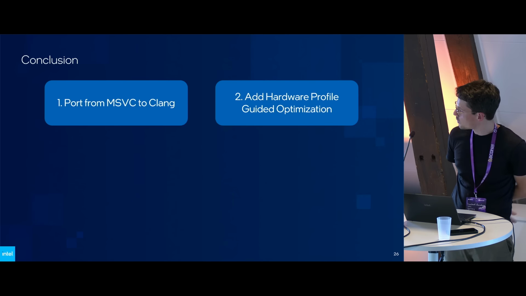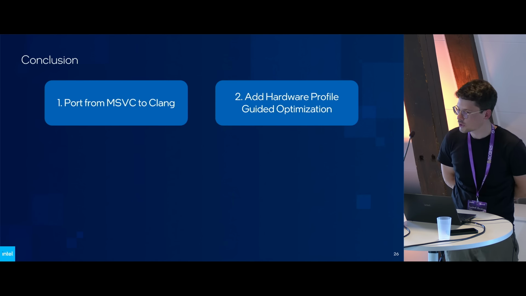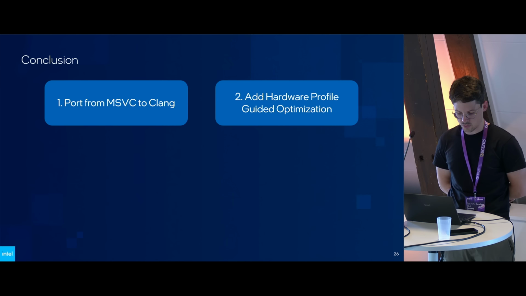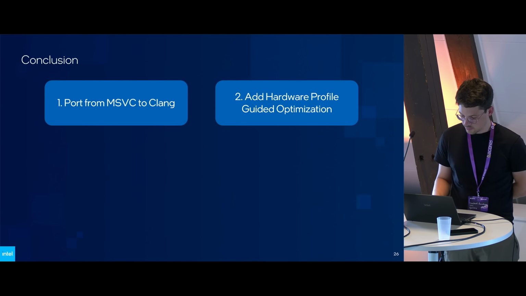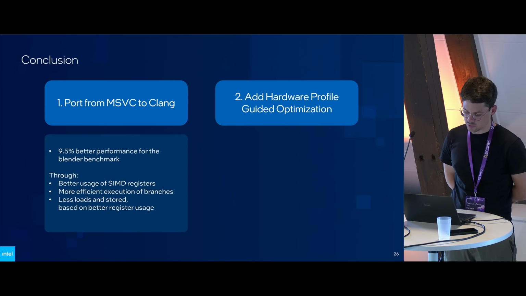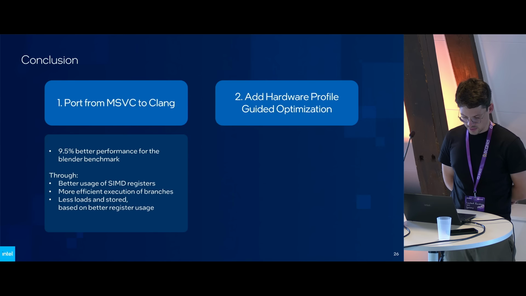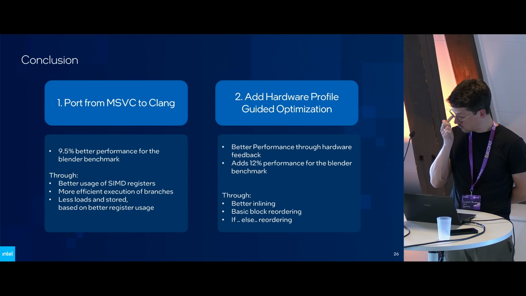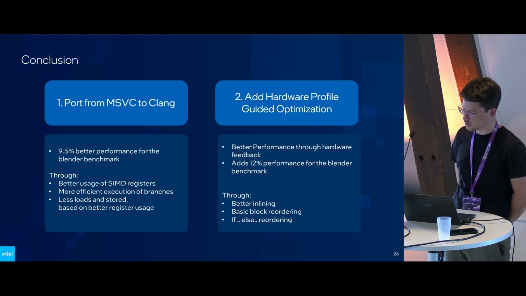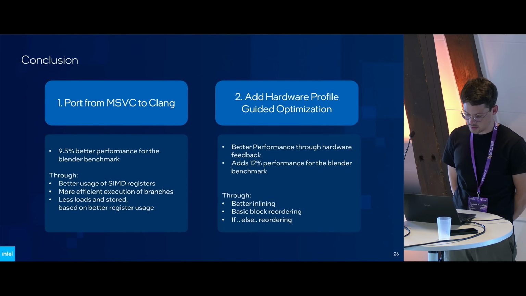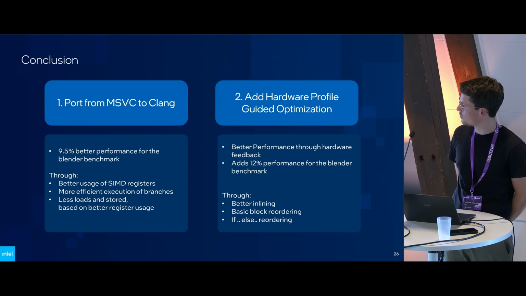Good. So to come to a conclusion, you get a lot of performance out of Blender Cycles when you switch from MSVC to Clang. 9.5% better performance for the benchmark because of better usage of SIMD registers, more efficient execution of branches, and less loads and stores based on better register usage. And with HWPGO, you get better performance through hardware feedback. This adds around 12% performance for the Blender benchmark. And we get the speed up through better inlining, basic block reordering, and if-else reordering.